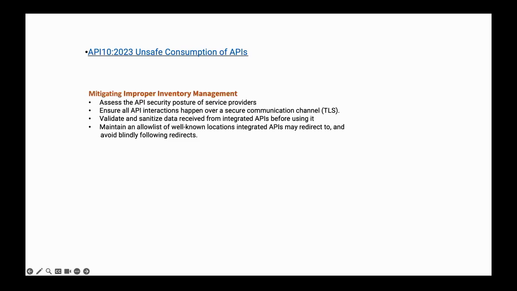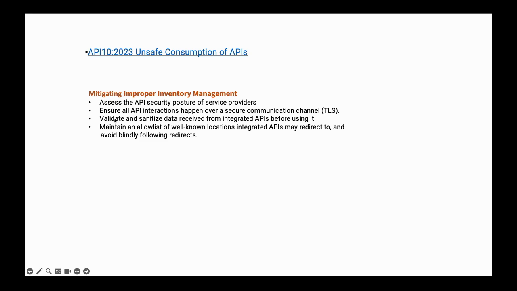To mitigate this issue of unsafe consumption of APIs, you can always take some precautions and follow best practices, like always assess the API security posture of service providers. So whenever you use third-party APIs, just make sure they are safe and secure at the provider level, and also that you are using it in a secure manner. Always ensure all API interactions happen over a secure communication channel. TLS, transport layer security, should be implemented properly so that all to-and-fro data to this third-party API is encrypted.